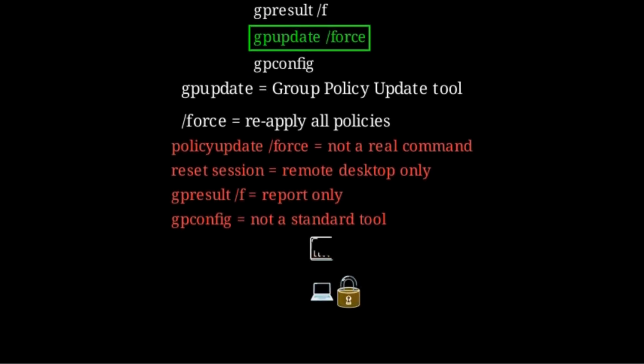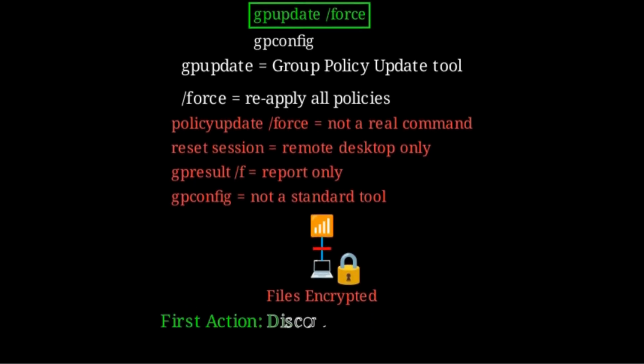Now, let's handle the ransomware scenario. A customer opened an attachment, and her files are locked. We must act quickly. What should we do first? The very first action is to disconnect the PC from the network. This stops the ransomware from spreading and cuts off communication.